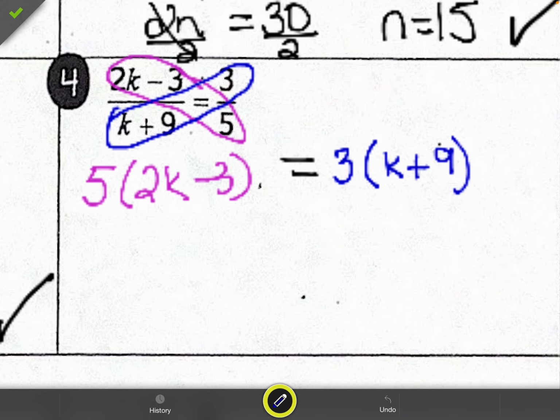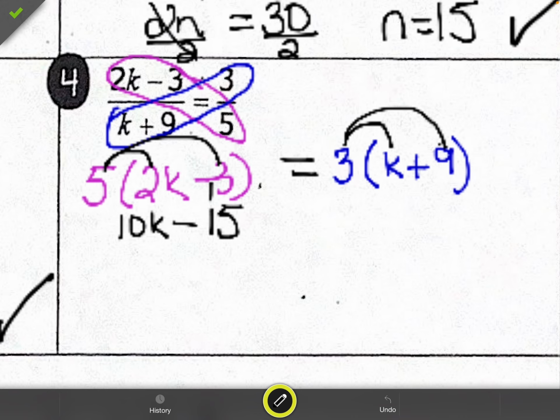Now, if we go back to what we learned about solving equations, don't call me after midnight. So D for distribute. Yep, I got some distributing I need to do. I have it here, and I also have it on the right side. I always like to draw those arches to remind me to multiply. So 5 times 2k, 10k. Bring the minus down. 5 times 3, that's 15.